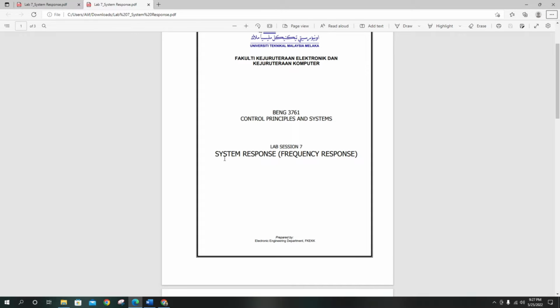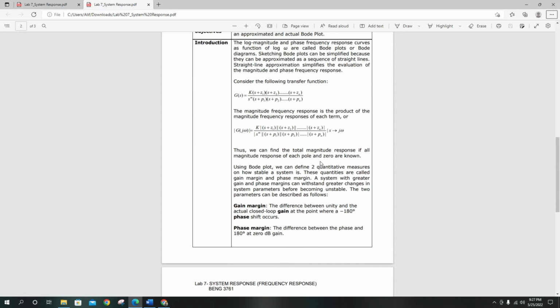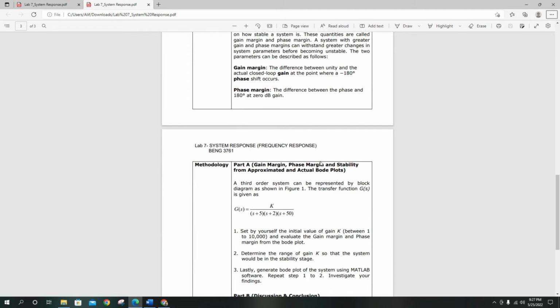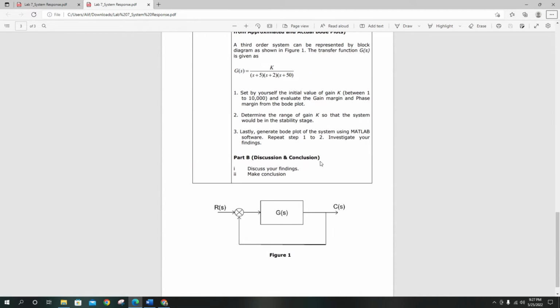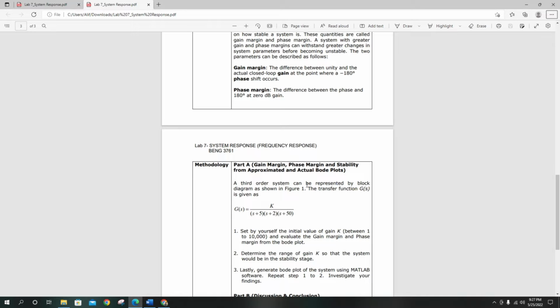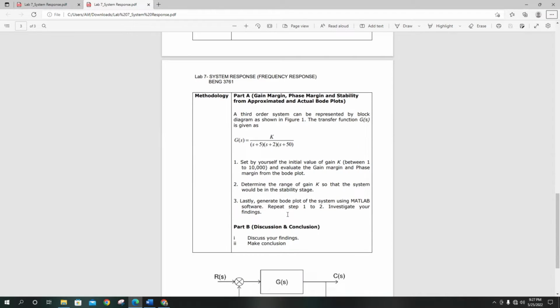The title is System Response, Frequency Response. So in this lab session, we have to do a Bode plot from the transfer function K over (s plus 5)(s plus 2)(s plus 50). We have to assume K and do a calculation and generate a Bode plot of the system using MATLAB.